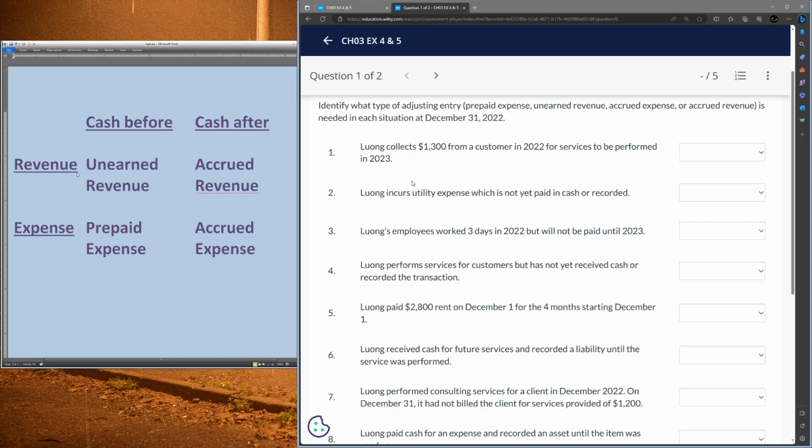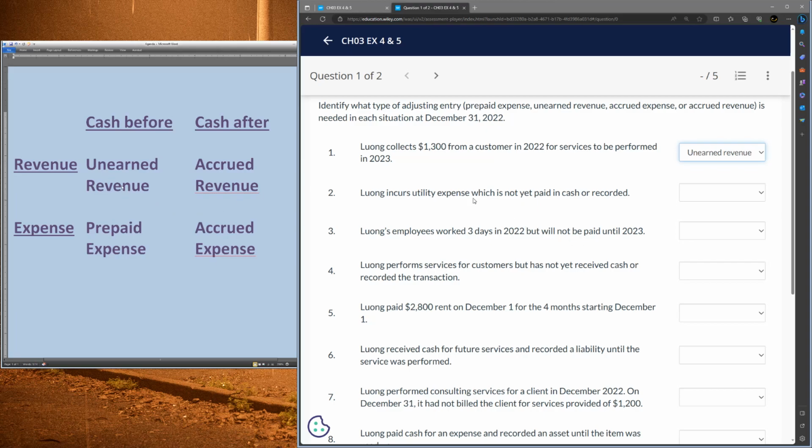So let's look at this first one. We collect $1,300 from a customer. Well, that's saying the cash is happening now, right? For services to be performed in 2023. Well, services performed is a revenue, right? So if we go over here, that's going to be the unearned revenue, right? We receive the cash but we haven't performed the services yet. So I'd say that's unearned revenue.